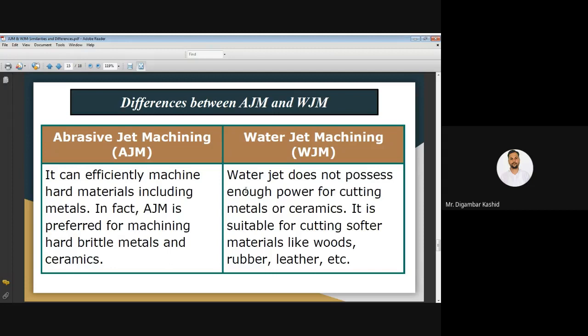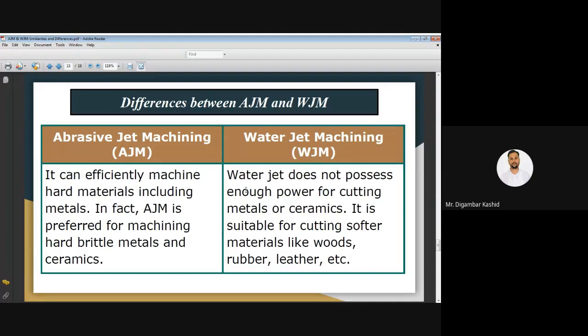Now, abrasive jet machining can efficiently machine hard metals. Okay, you can machine hard metals. But in fact, this abrasive jet machining is preferred for machining hard, brittle metals and ceramics.